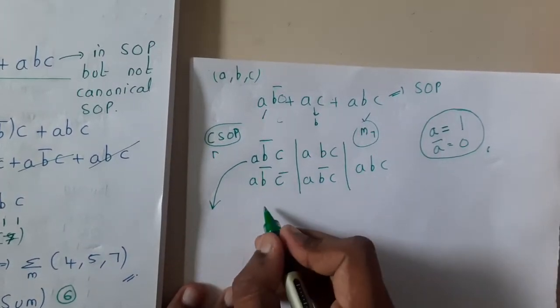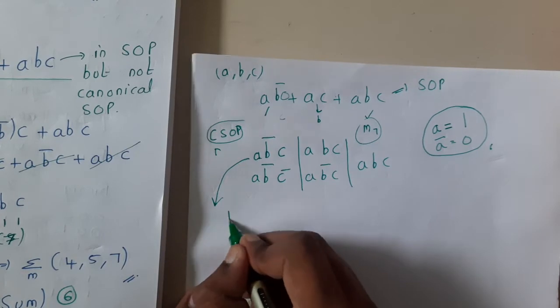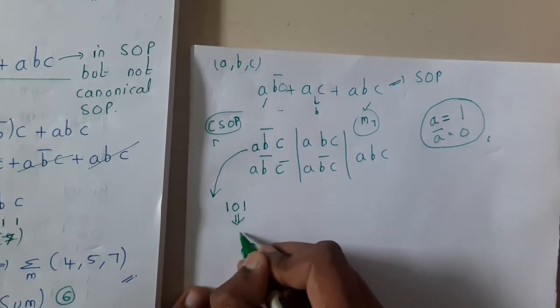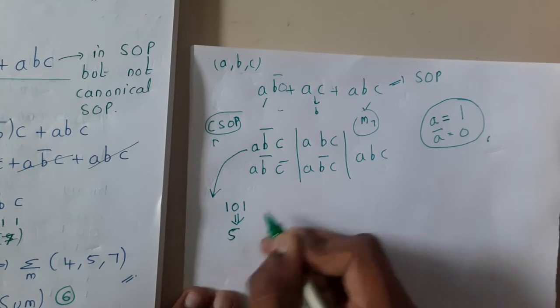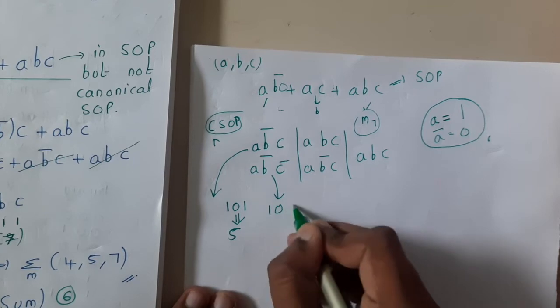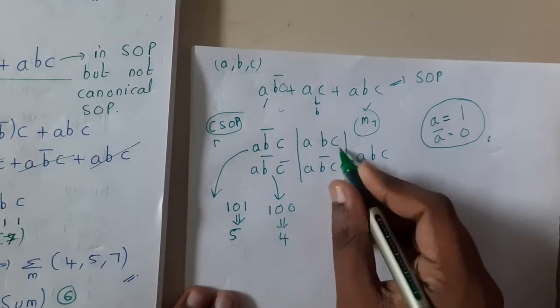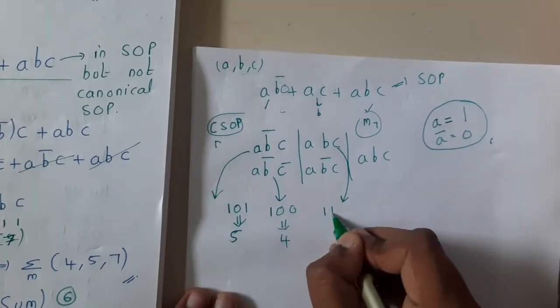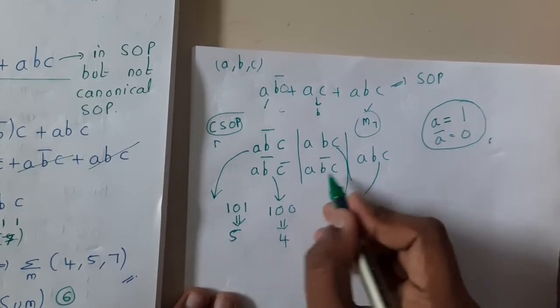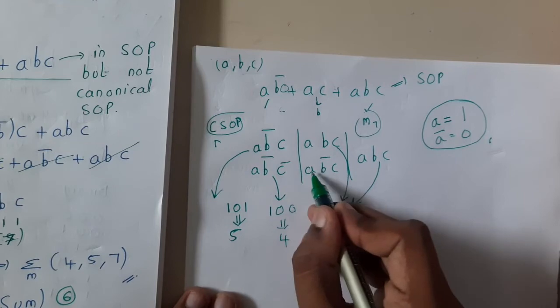It is nothing but 1 0 1. What is the binary value of this, guys? It is nothing but 5. Similarly for this, it is 1 0 0. The binary value is 4. Similarly for this, it is 1 1 1, that is 7. Here again it is 1 1 1, so there is no need to repeat. And A B bar C, that is 1 0 1.